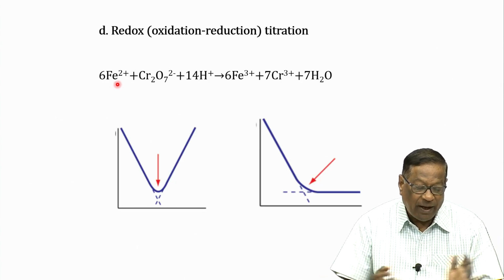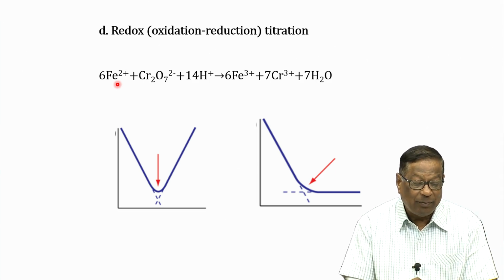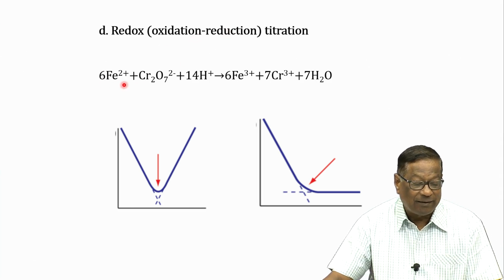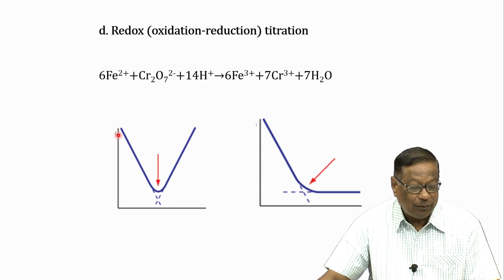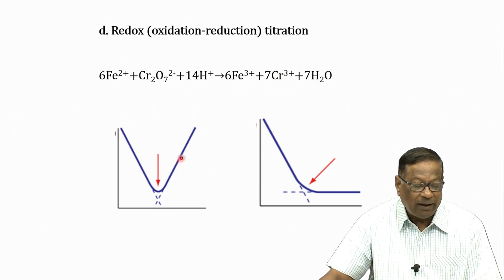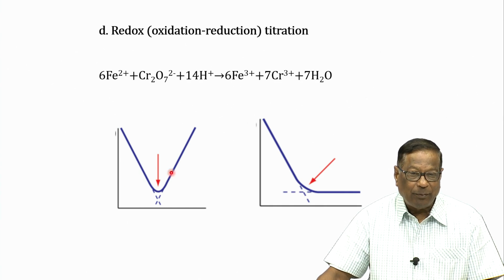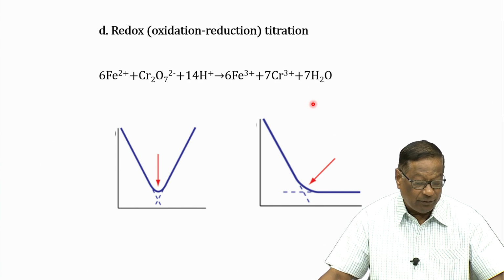So, a redox reaction I can continue to do by titration, very simple. What is a redox reaction? It is an oxidation and reduction titration. Example I am giving you here: iron and potassium dichromate in presence of acid will give you ferric, chromium 3 and 7H2O. This would be the kind of titration curve you would be expecting, this or this, depending upon different kinds of reactions.